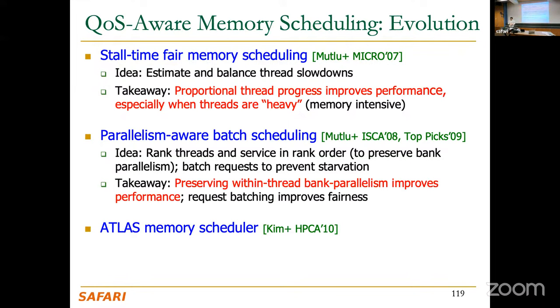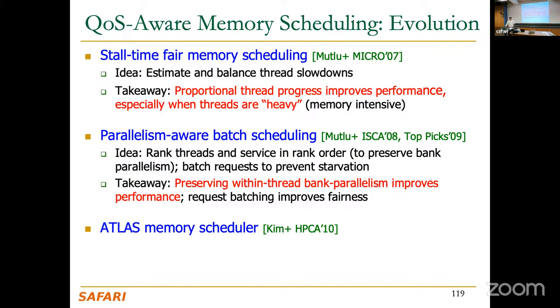Next one is parallelism aware batch scheduling. This is more of a performance oriented technique. So this work observes that, this is also quality of service aware, but basically this work observes that when you use current scheduling techniques and you have multiple requesters, multiple threads, you will have a situation where you cannot exploit bank level parallelism optimally for the set of requests that you have. We will go into details of that.